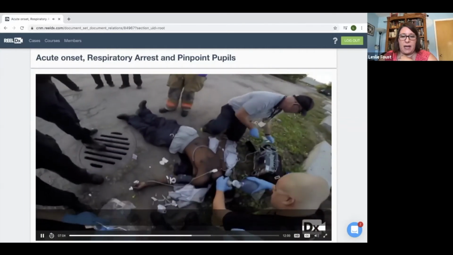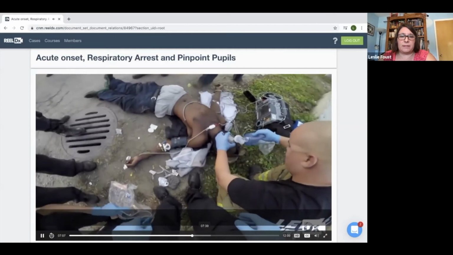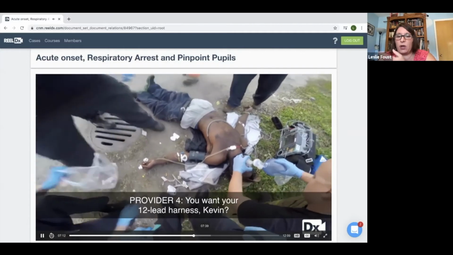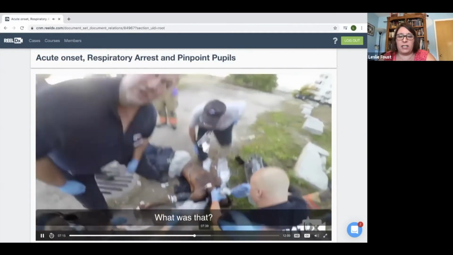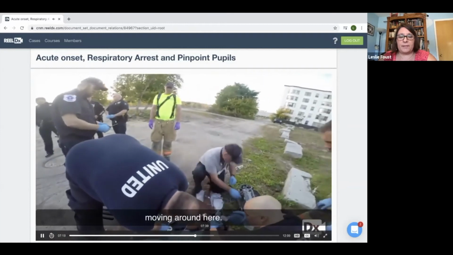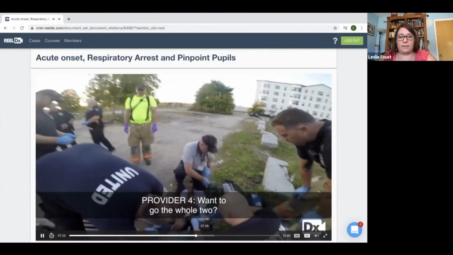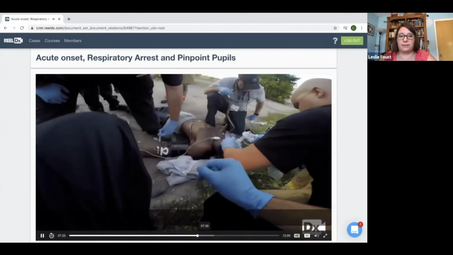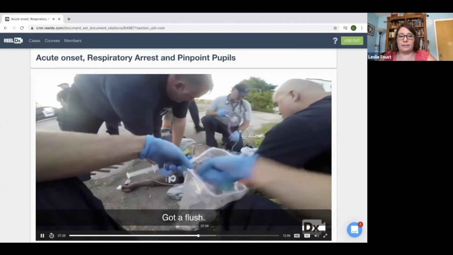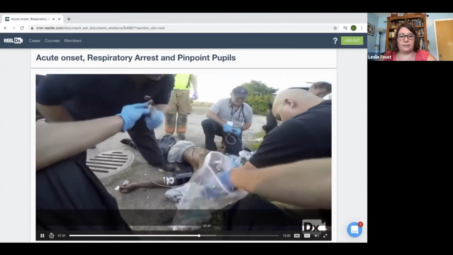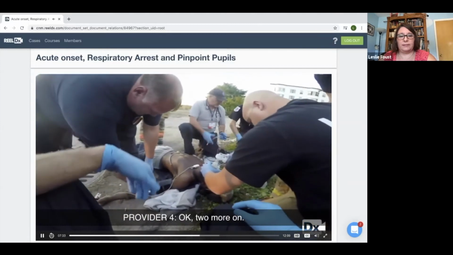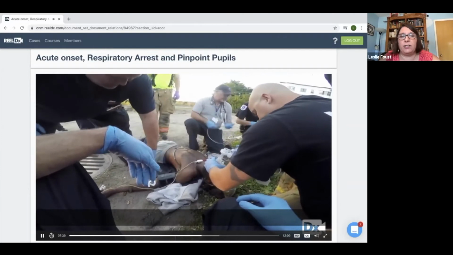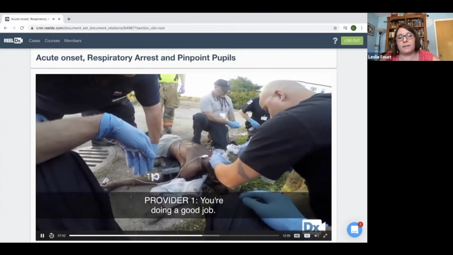So, like I said, they got IV access. The blood sugar was normal. It looks like they're doing the same things, going down and making sure, let's rule things in and rule things out again. Still not moving around here? Yep. Gonna flush. Yeah. Okay, 2 more on. So he will have had 4 milligrams of Narcan, 2 intranasally and 2 IV. Doing a good job.